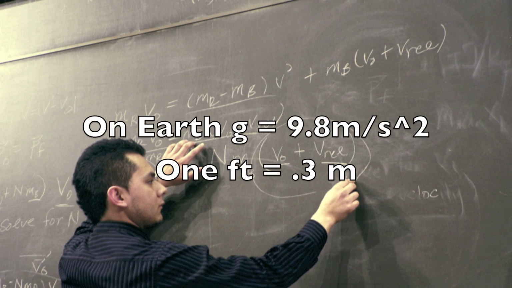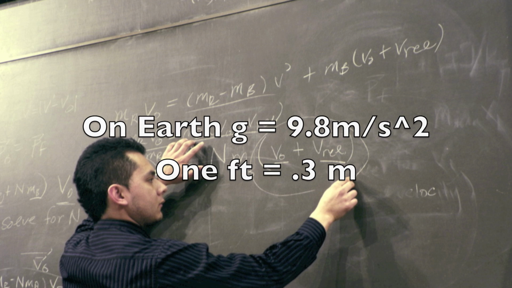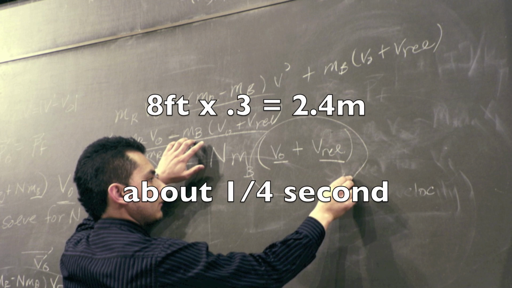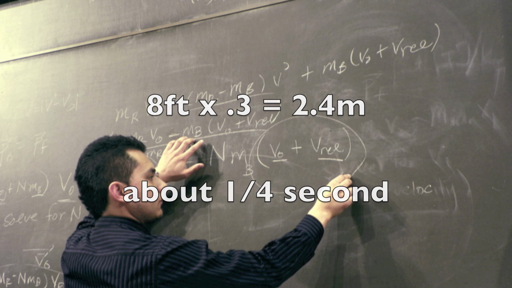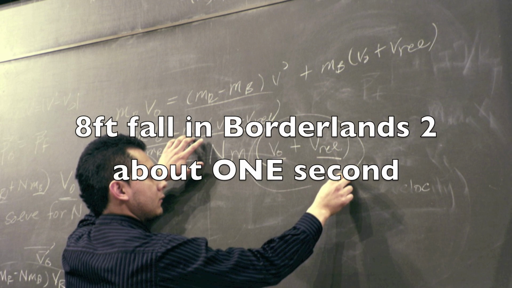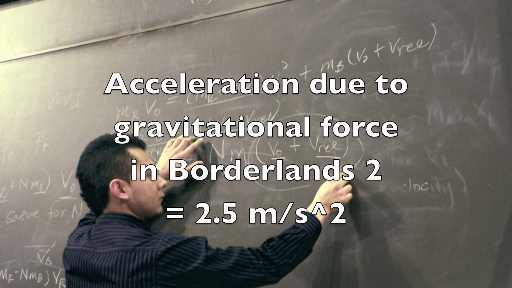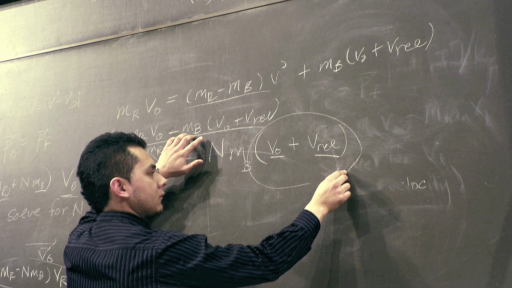So using the equation for acceleration due to gravity and converting feet to meters, we can figure out that an 8-foot fall would probably take about a 1/4 second here on Earth. But in Borderlands 2, that same 8-foot fall took about 1 second. That means the acceleration due to gravity in Borderlands 2 is about a 1/4 what we have here on Earth.